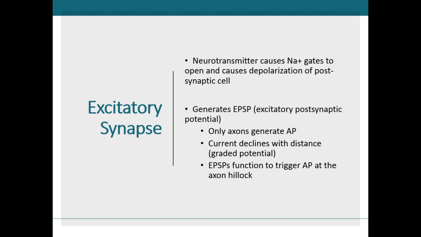So that's what we call an excitatory synapse, where the neurotransmitter binds to the receptor on the postsynaptic cell and opens those sodium gates, which leads that cell, the postsynaptic cell, to become closer and closer to depolarization. So we call that an excitatory postsynaptic potential.